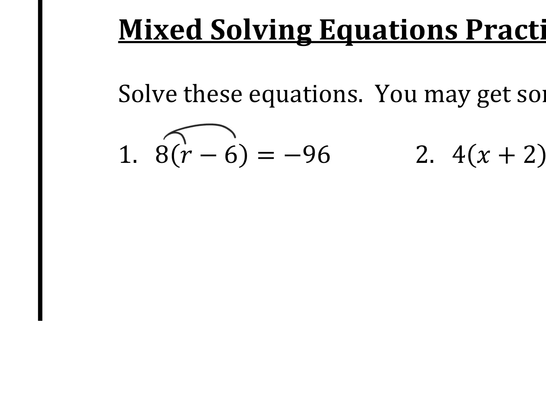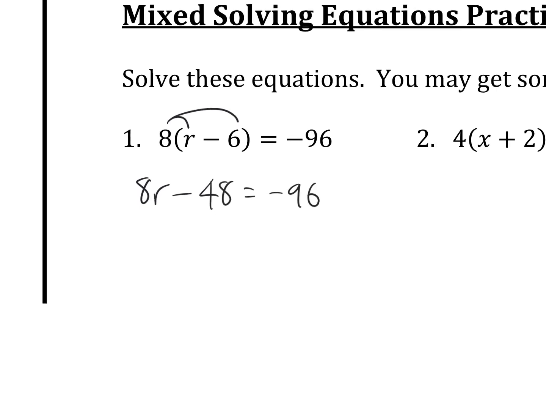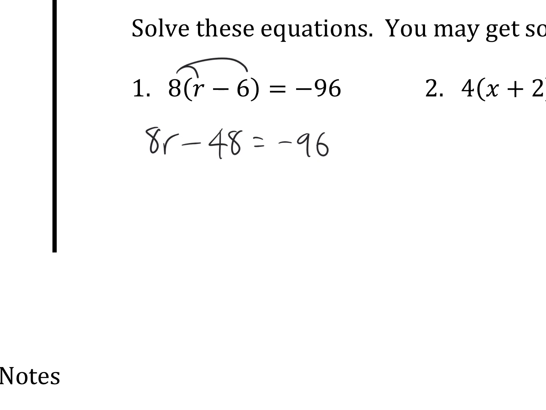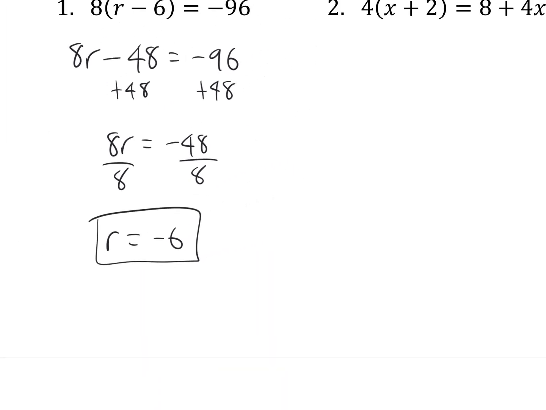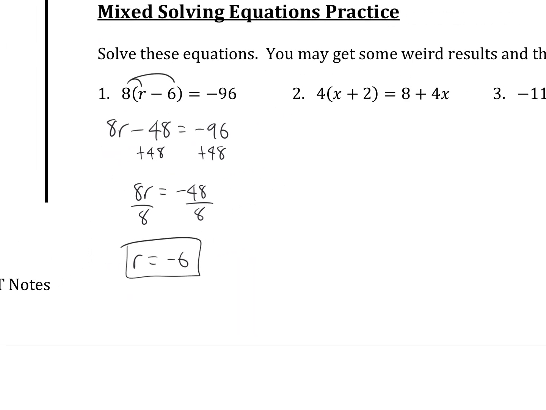All right, so number 1 here, anything to distribute? Yep. 8 times r is 8r. 8 times negative 6 is negative 48, equals negative 96. And to get 8r by itself, we're going to add 48 to both sides. 8r equals, what's that, negative 48. Divide by 8. We get r equals, what, negative 6? Nice. That'd be a single answer, like r equals, that kind of thing, okay?